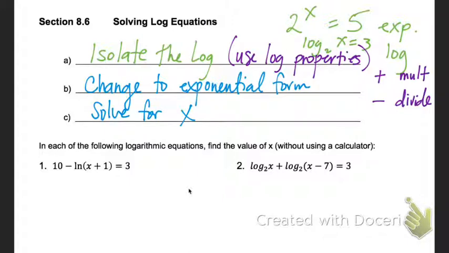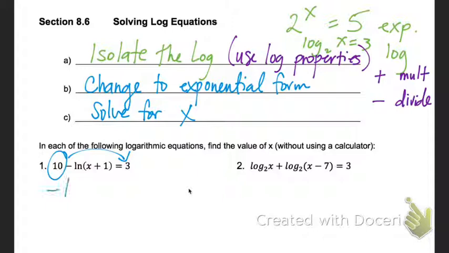So looking at number 1, we want to isolate the log, and there aren't 2 of them, so that means we don't need to combine anything. If we only have one log or one ln, there's nothing to combine. We basically just want to get that to one side and then all of my numbers to the other side. So if I want to get the ln, or the natural log, to one side, I need to move the 10 over.